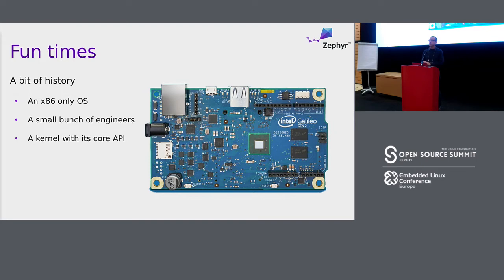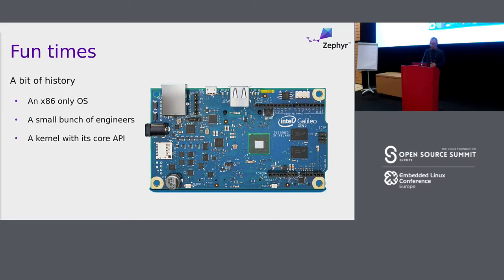So 4 years ago, in 2015, when Zephyr was not even called Zephyr, and we were not even open sourced yet, we had this tiny OS that we believed was the next big thing to work on. Of course, as created by Intel and Wind River, it was an x86 only OS. We only had a very small number of engineers. Basically, you could count them on 10 fingers.